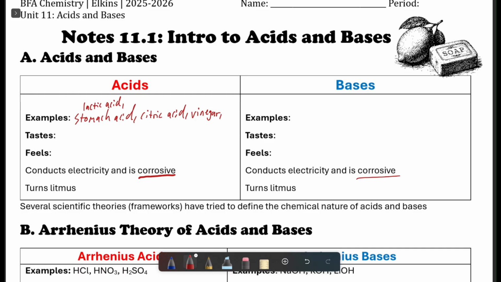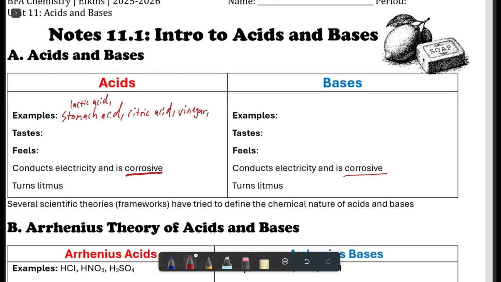Bromic acid. And wait, no, bromic acid? Am I making that up? I might have just made that up. I don't even know. Bromic. I want to say bromic, but I'm not sure why. That was in my brain.